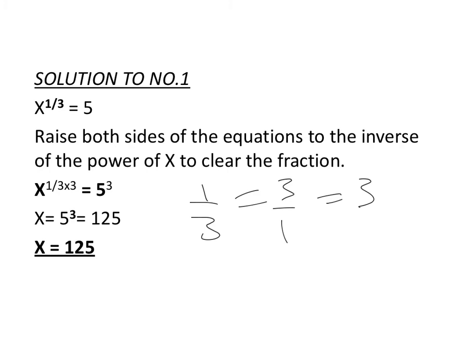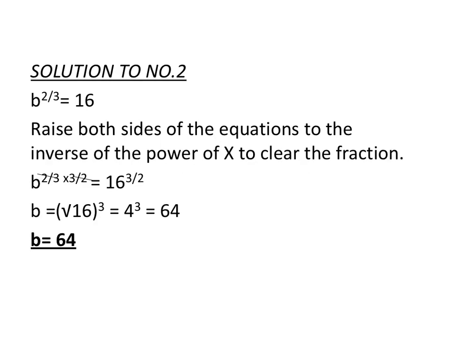And so we have x equal to 5 raised to power 3. Know that x raised to power 1 is equal to x. We have x is equal to 5 raised to power 3. And 5 raised to power 3, which is 5 times 5 times 5, is equal to 125. Therefore, x is equal to 125. And that's the answer to question number 1.